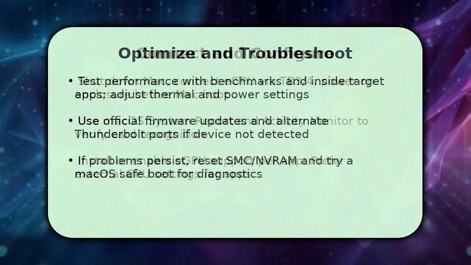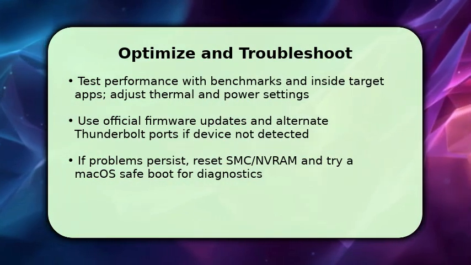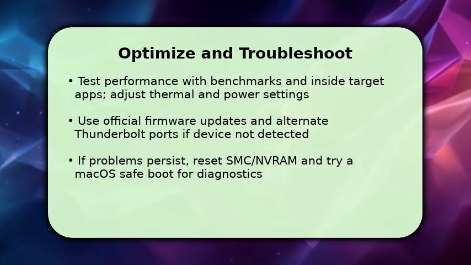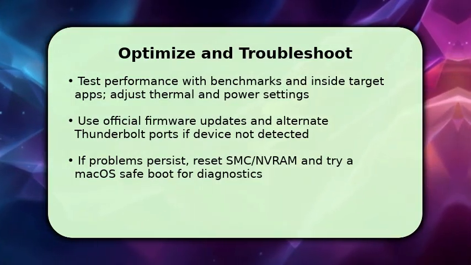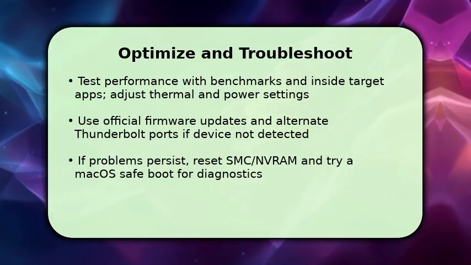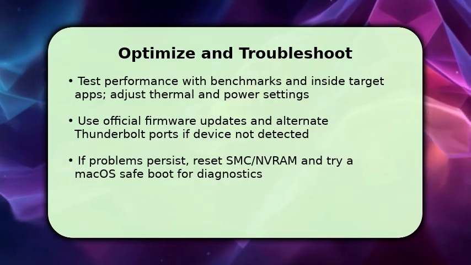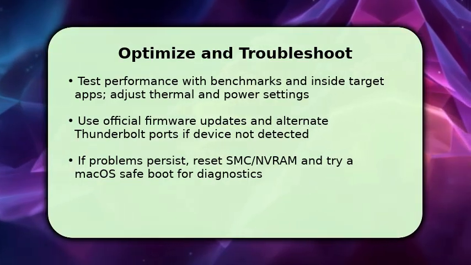Finish by validating performance and optimizing settings. Run a benchmark and the apps you plan to accelerate so you can tune fans, power, and display routing. If the eGPU isn't detected, try another Thunderbolt port, update enclosure firmware, or swap the cable. These simple swaps often fix handshake failures.